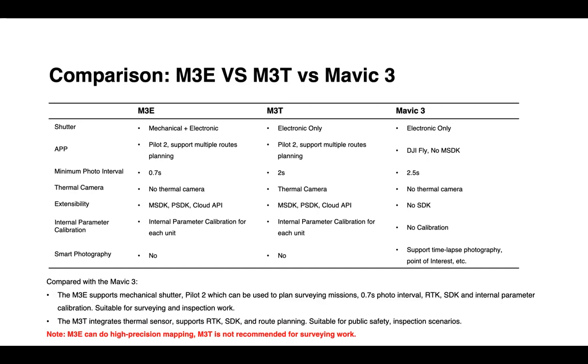Internal parameter calibration for the M3E and T. And then smart photography, such as time-lapse, point of interest, that would be something that's just coming with the Mavic 3 side. So more of the professional photographer side for the Mavic 3, the drones for work, mapping, surveying, inspections, etc. with the M3E and the M3T. So overall, hopefully that makes sense, kind of differentiating the products here.